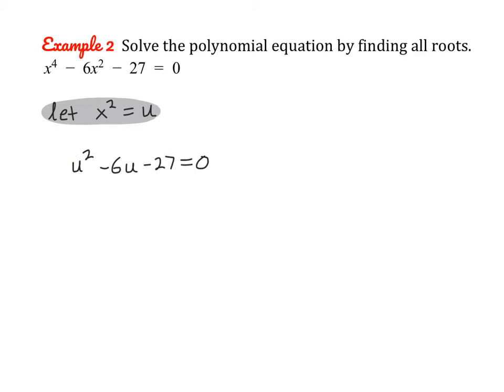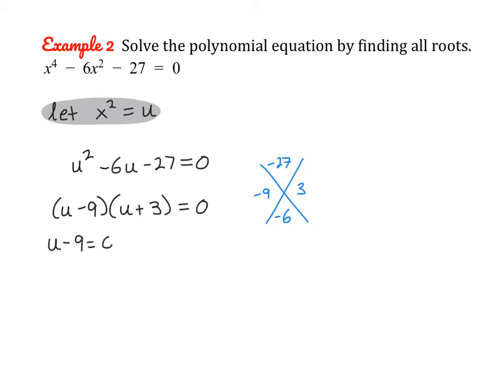And then this we can solve. So we can actually solve this one by factoring. Or that should be the first thing we try, because it's usually the quickest and easiest way. So what multiplies to make negative 27 and adds to make negative 6? That would be negative 9 and positive 3. So we have u minus 9 times u plus 3 equals 0. And then here we can do zero product property. So we can set each factor equal to 0. And we can finish solving.